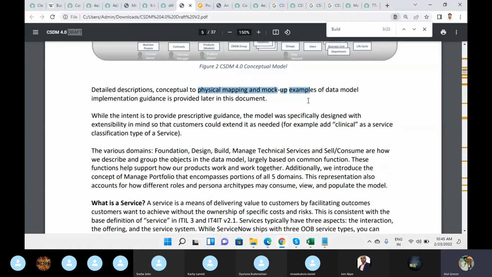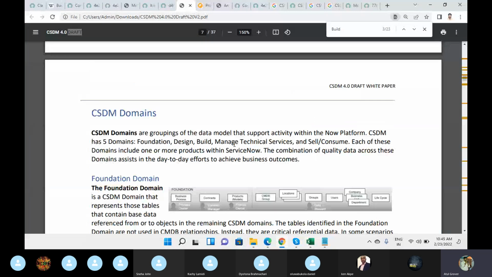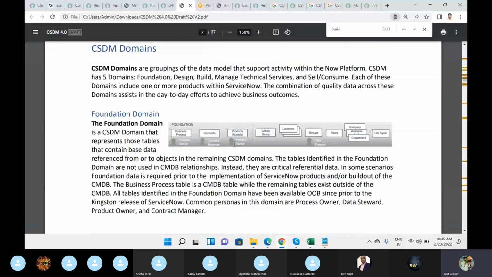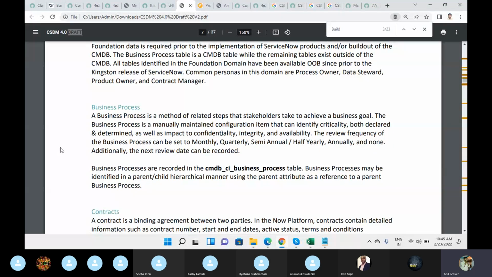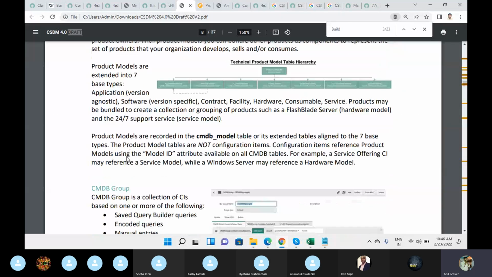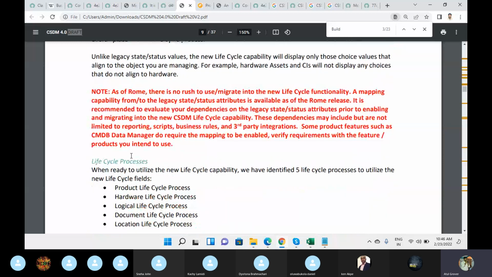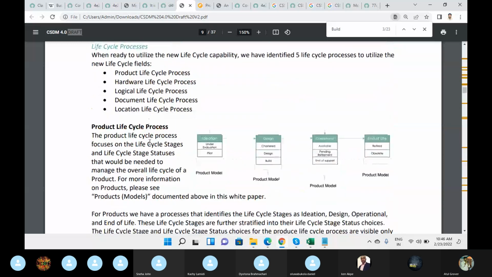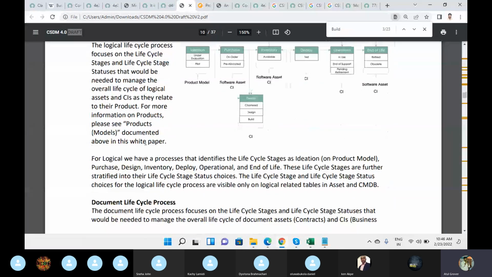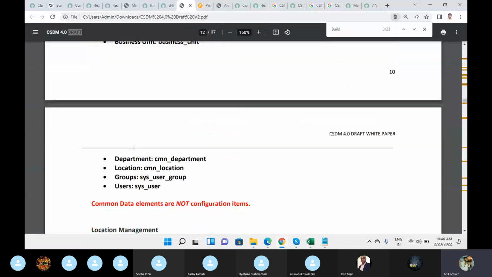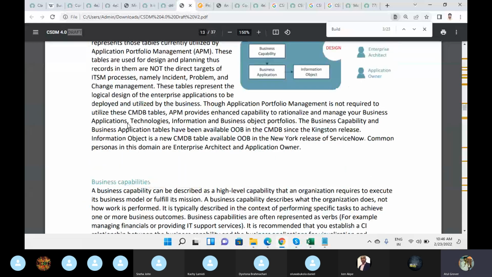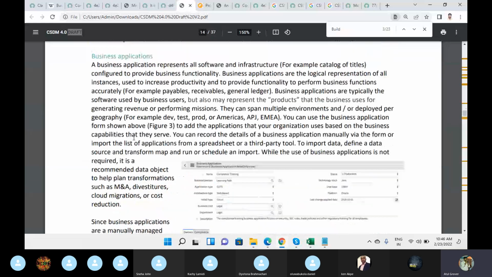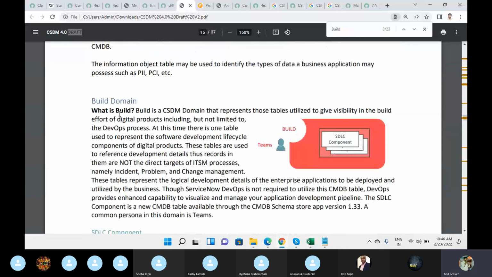Detailed description, physical mockups, this. CSDM domain. Foundation, they bring it here. That's fine. Business process, contracts, that's fine. Group, we discussed already. Then hardware life cycles, logical, common data. Location, they added new design, this one build. So what do you mean by the word build domain here? And why did ServiceNow introduce this as a concept here?